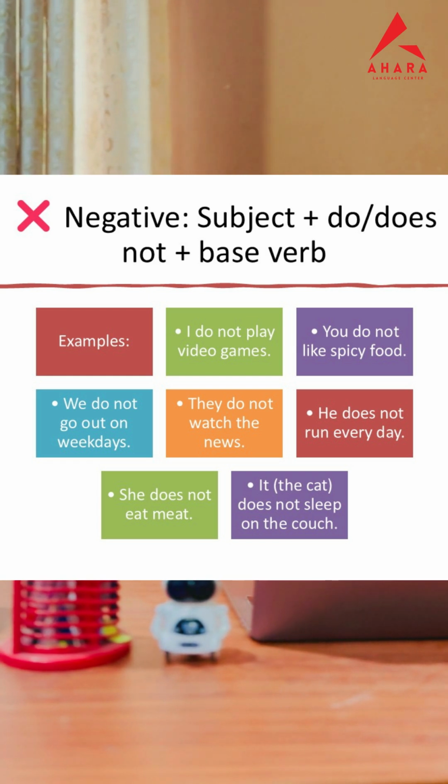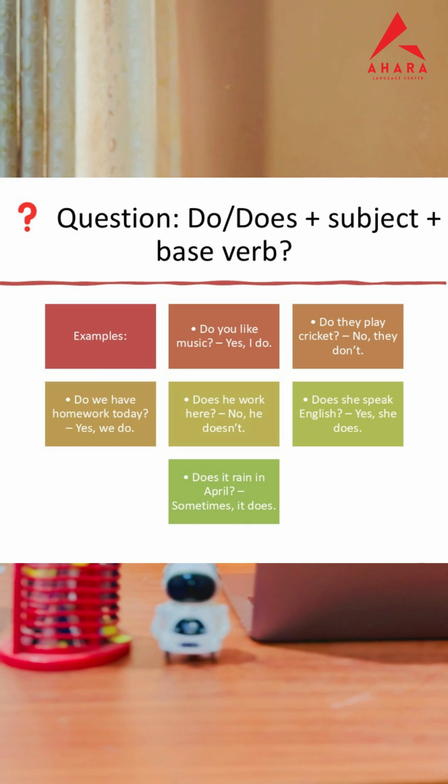We do not go. They do not watch. He does not run. You can say he doesn't run. She doesn't eat. It doesn't sleep. Well, let's move to the third grammar rule on simple present tense.